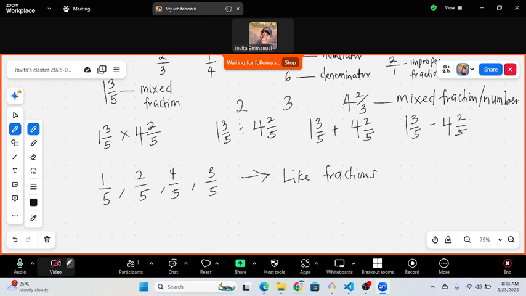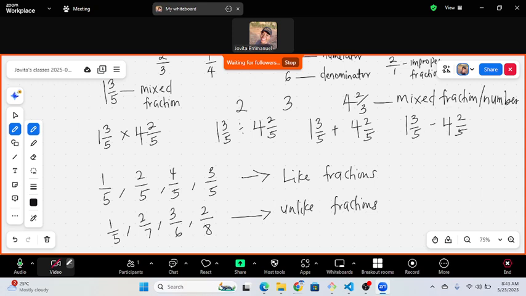But look at something like this: 1 over 5, 2 over 7, 3 over 6, 2 over 8. Things like this are called unlike fractions. Yes, they are unlike. Why? Because their denominators are different. So they are called unlike fractions.